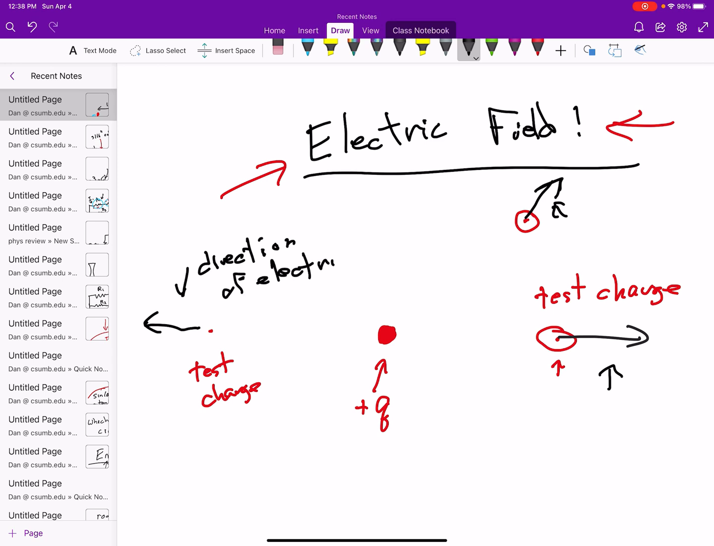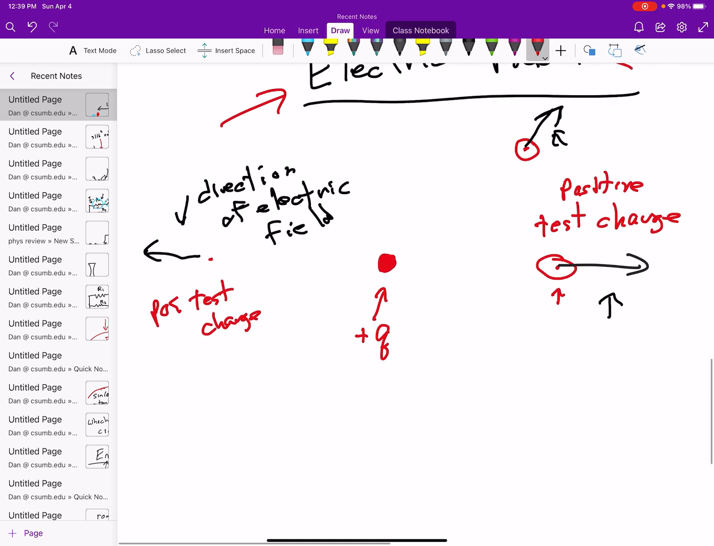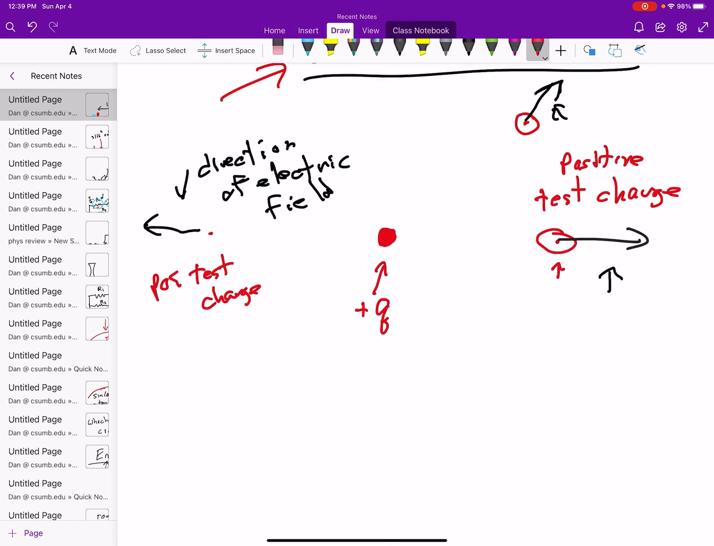So in other words, the electric field, its direction, is defined by the direction that a positive test charge would experience. I should emphasize that these test charges are all positive test charges. It's the direction that a positive test charge would experience a force in if it were placed at that point in space. That's the direction of the electric field. The size of the electric field, since there isn't really a charge here, there is no force you could calculate.